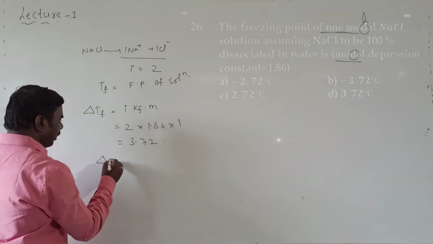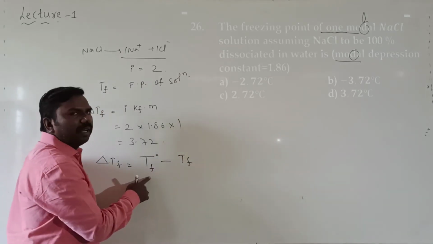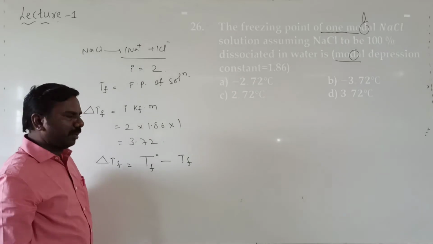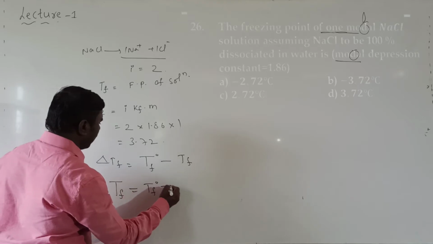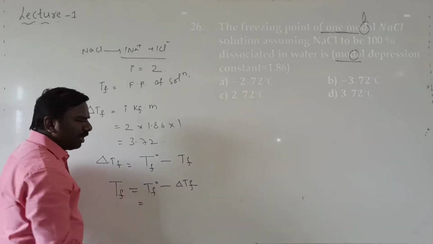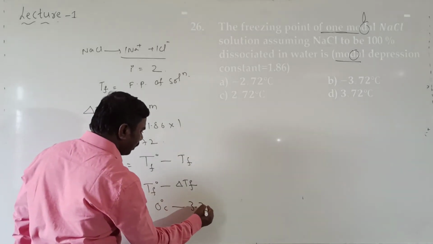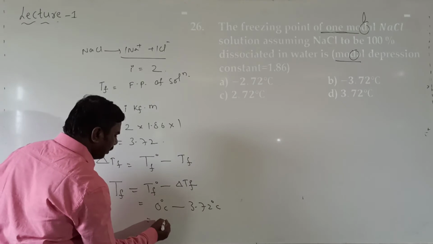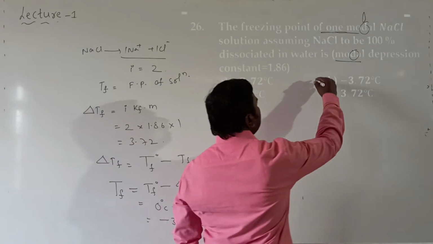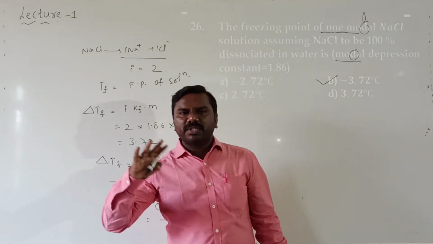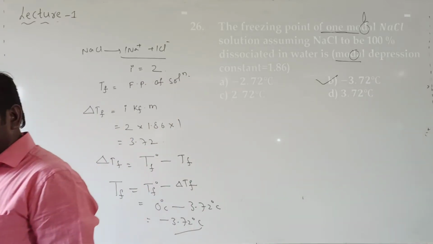Then delta Tf is equal to Tf naught minus Tf, solvent freezing point minus solution freezing point. We need the solution freezing point, so Tf equals Tf naught minus delta Tf. Solvent is water, so it becomes 0 degrees minus delta Tf, which is 3.72 degrees Celsius. Finally, you get minus 3.72 degrees Celsius. Answer will be minus 3.7. It means the solution freezing point is always lower than the solvent freezing point. Next.